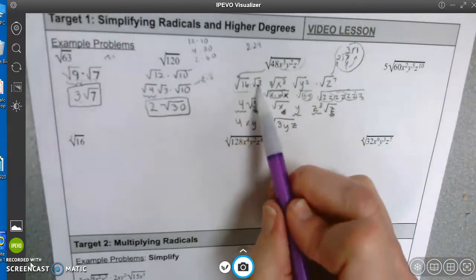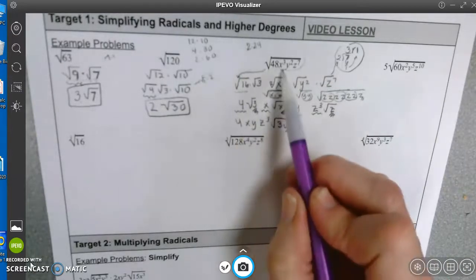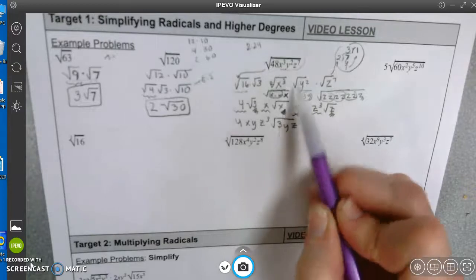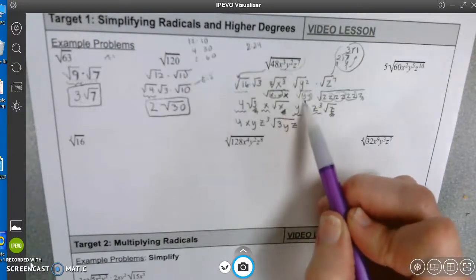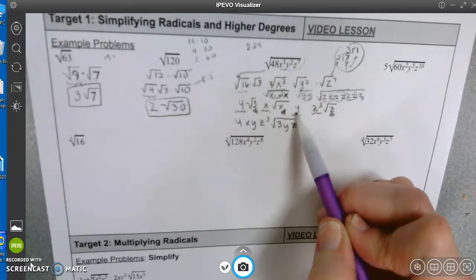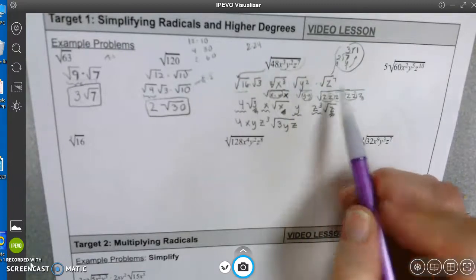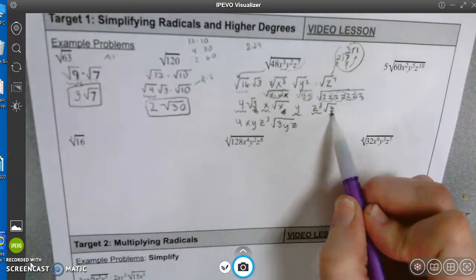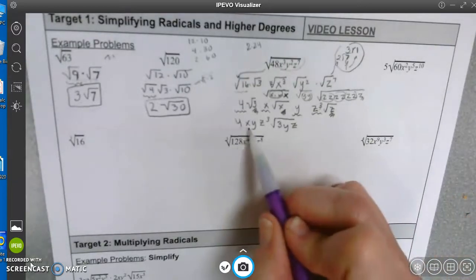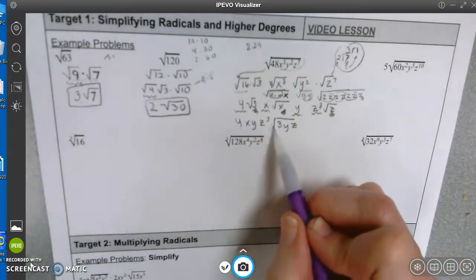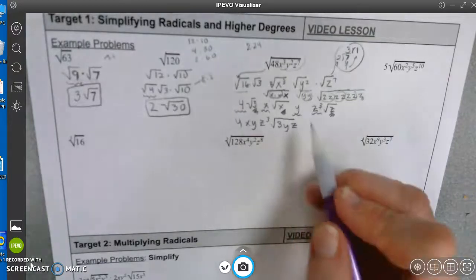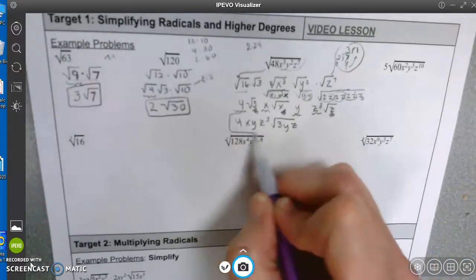So 16 and 3 was 48. 4 comes out. 3, one of the x's came out, 1 stayed under. Y squared, everything came out, so 1 group. And for z to the 7th, 3 groups of 2 came out, but 1 was left over. So again, 4xy, z to the 3rd, square root of 3y, z. That is my answer.